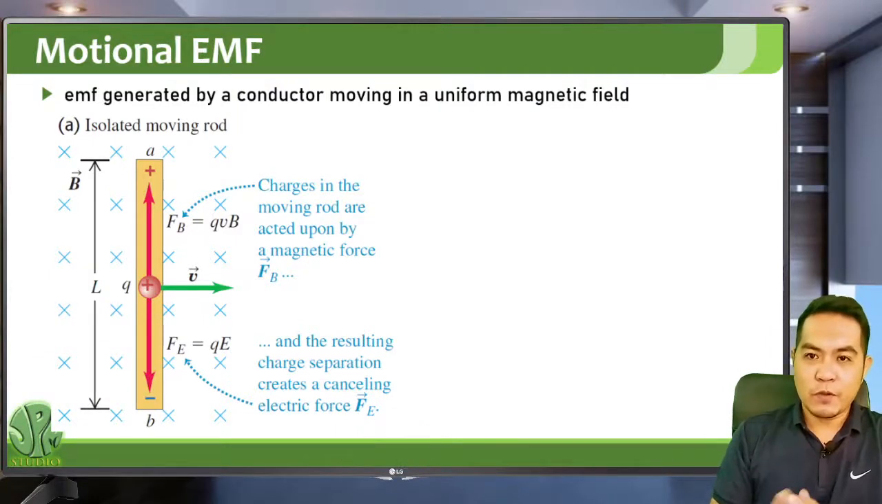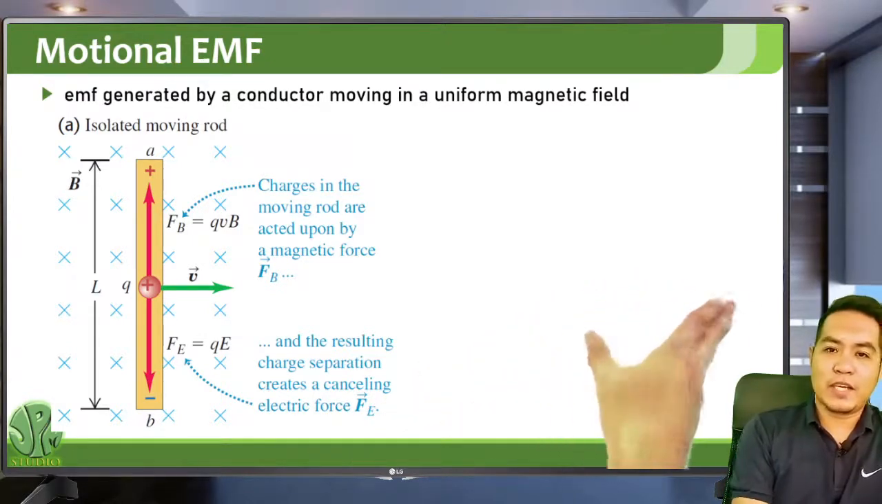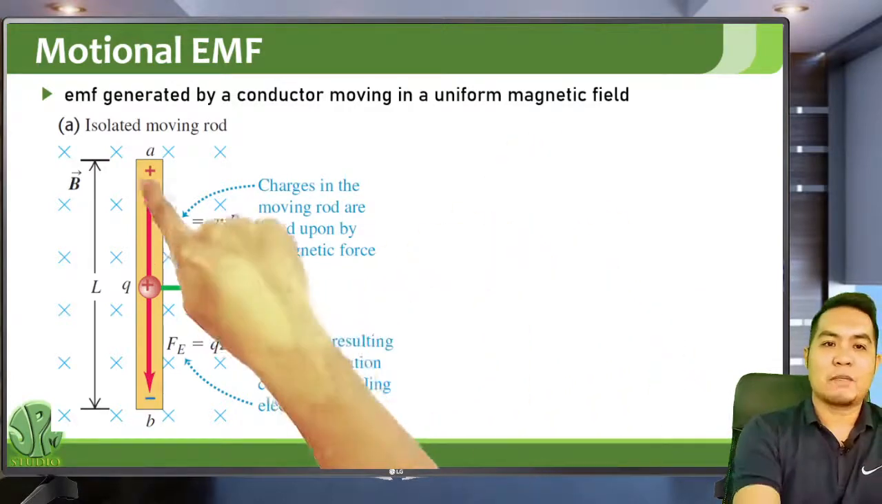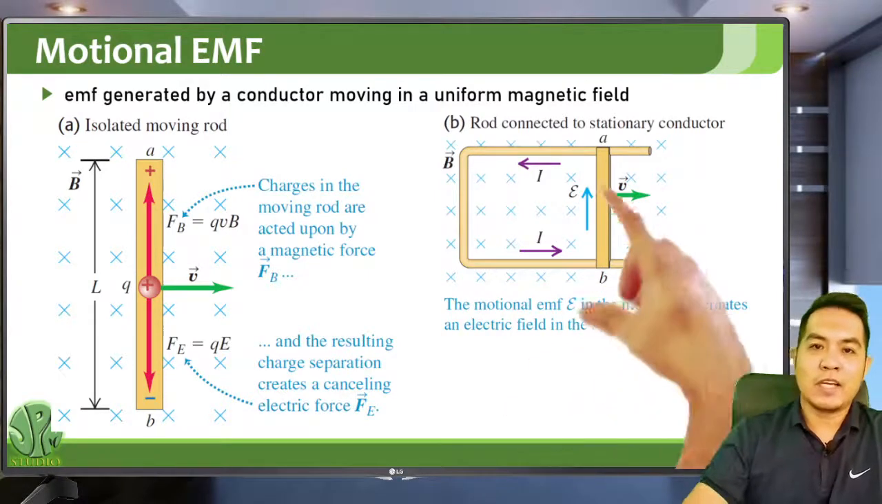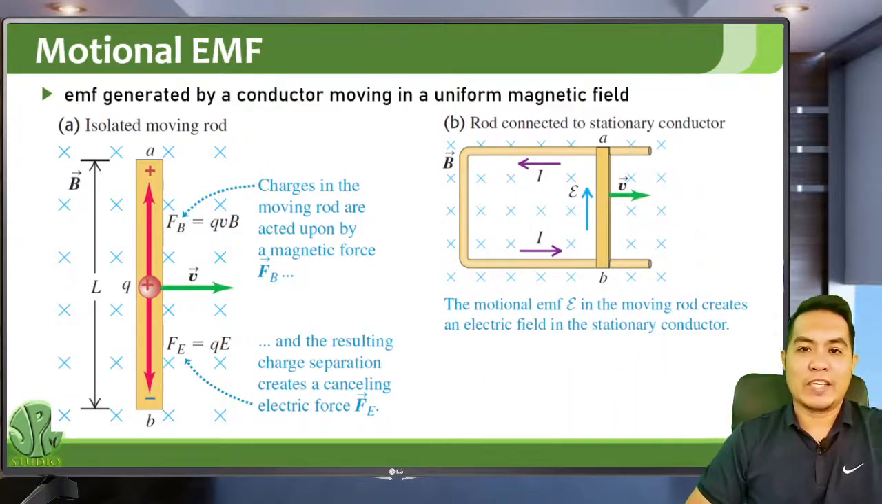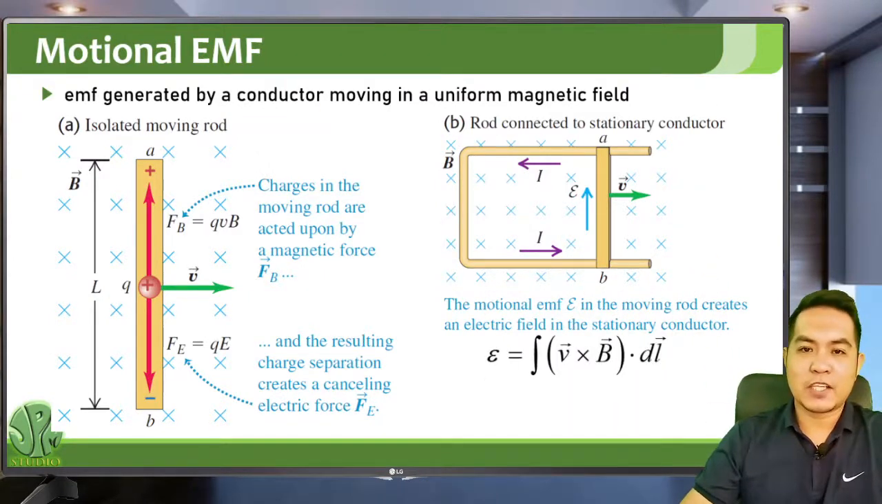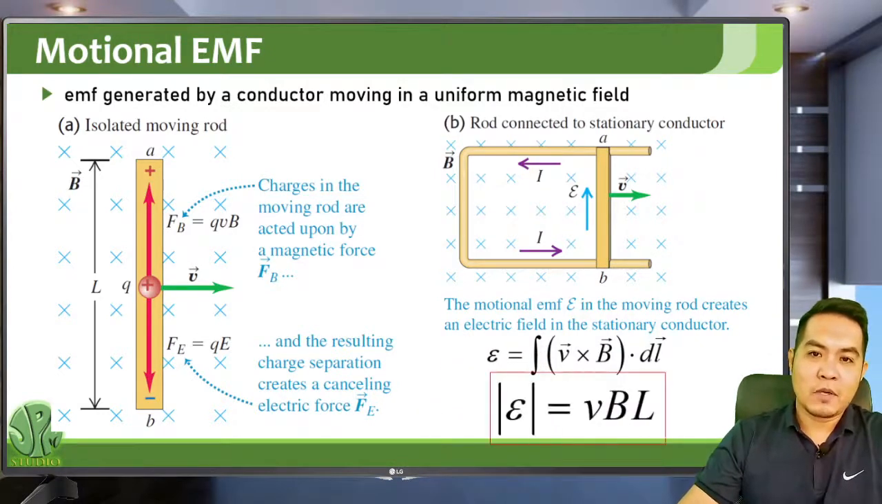If you want to know where the positive and the negative potential are for a moving rod, you just use V cross B. That's the force on a charge, V cross B. So V cross B in this case, so this is the positive terminal. If you connect this to a stationary conductor, then current can now flow because it now forms a loop. And the motional EMF is actually this integral here, the integral of V cross B dot dl, but we'll only focus on its magnitude, which is VBL.